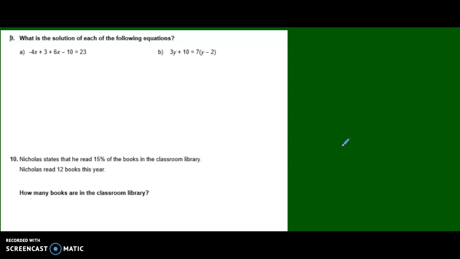Continuing now with short answer questions. We got here, what is the solution of the following equations? So we're solving the equations. Okay, so let's do that.